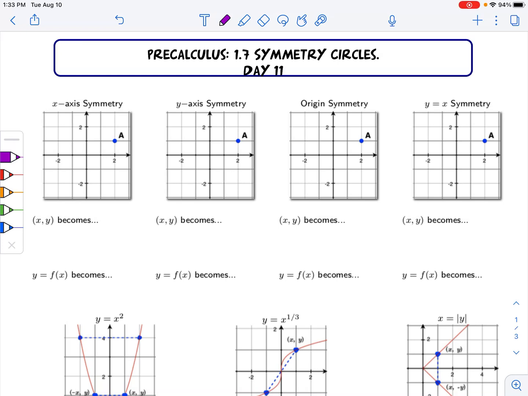Hello, my dears. We are on day 11, section 1.7. We're going to talk about symmetry with circles.